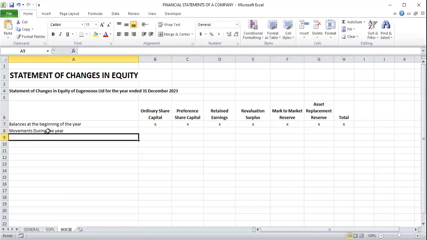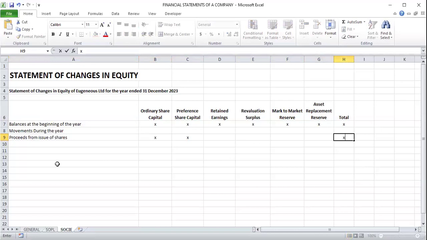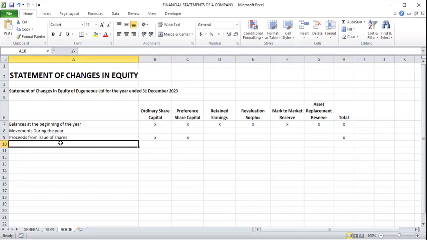All right. We can have our proceeds from issue of shares. It's possible that the company can issue shares. So they will be added. Either if they're ordinary shares, we add to the ordinary share capital. If they are preference shares, we add to the preference share capital. We can also have what we call capitalization shares. I think we did that in our earlier classes. Capitalization shares are shares that are issued to existing shareholders for free. They won't pay for them.